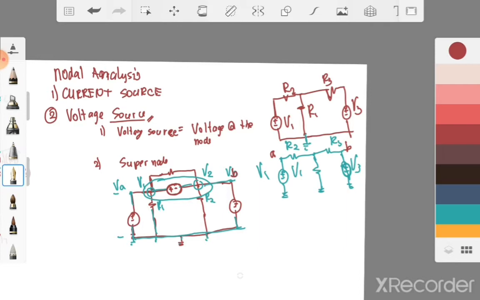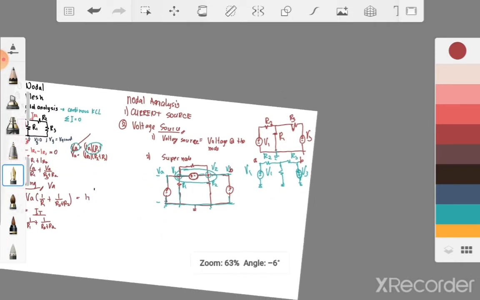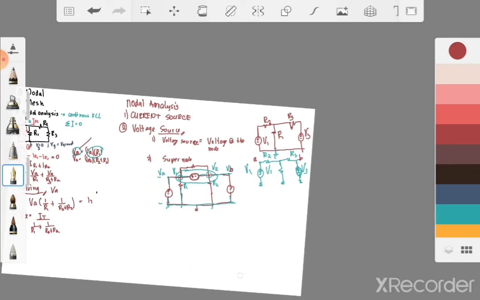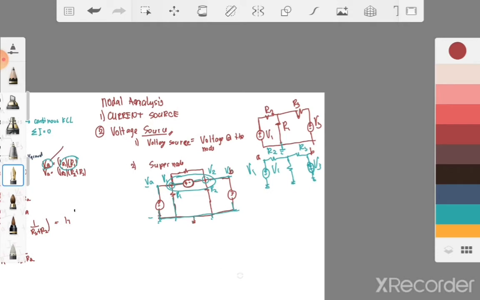yung source natin. So, pwede bang maghalo? Oo, syempre, pwede maghalo. So, pag naghalo sila, guys, use the theories that were defined on each source analysis. So, if you have your current source, so, gawin mo lang, KCL. Di ba? Pag voltage source, KCL lang din. Right? But, I will elaborate more of these theories as we go on with our examples. Okay?